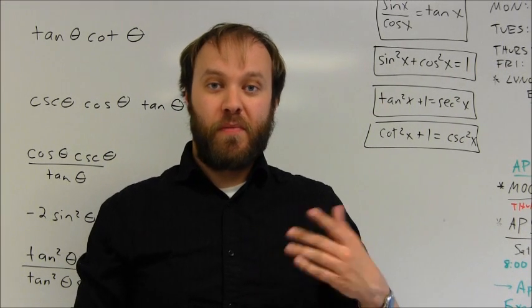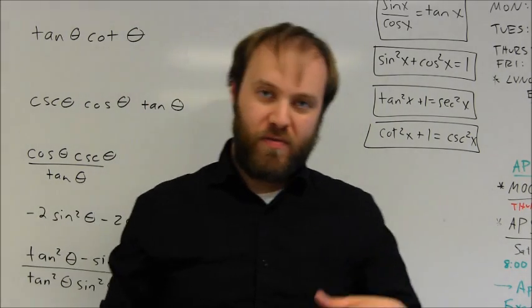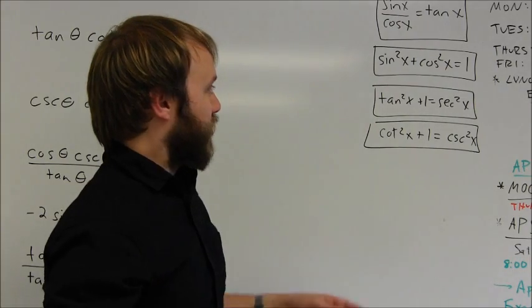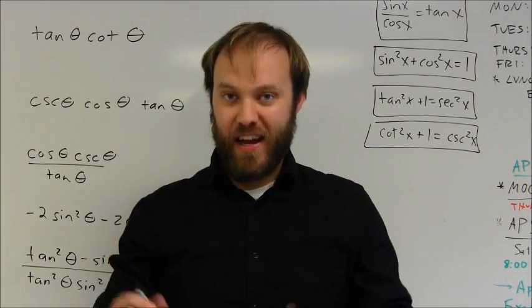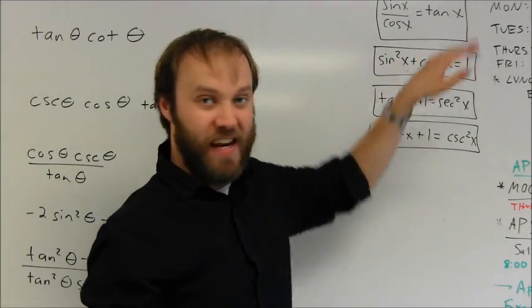In this set of examples, I'm going to show you how to simplify different trig identities, or specifically how to simplify different trig expressions. I'm assuming that you know 4 different trig identities and can use different variations of these. So sine of x over cosine of x is equal to tangent x.